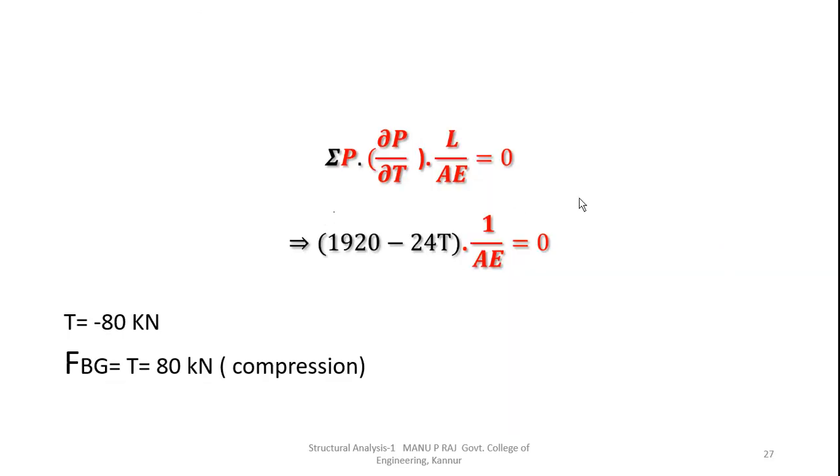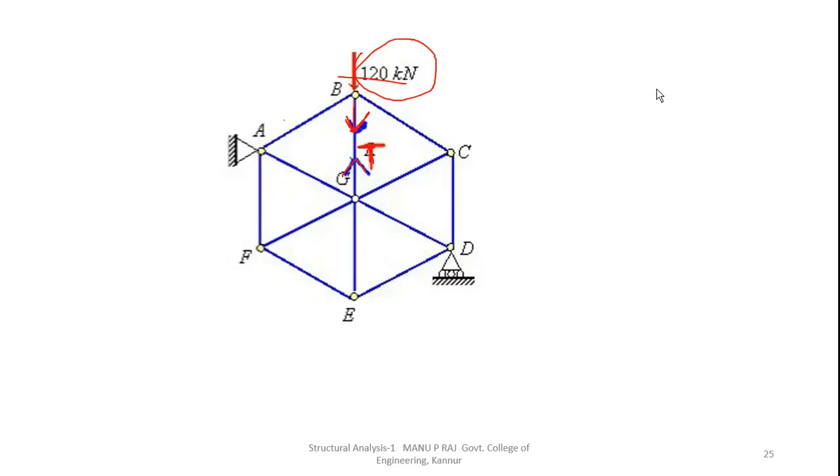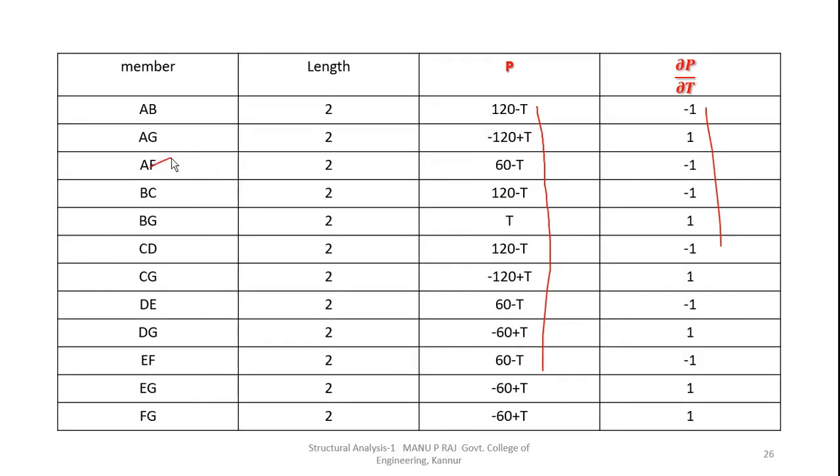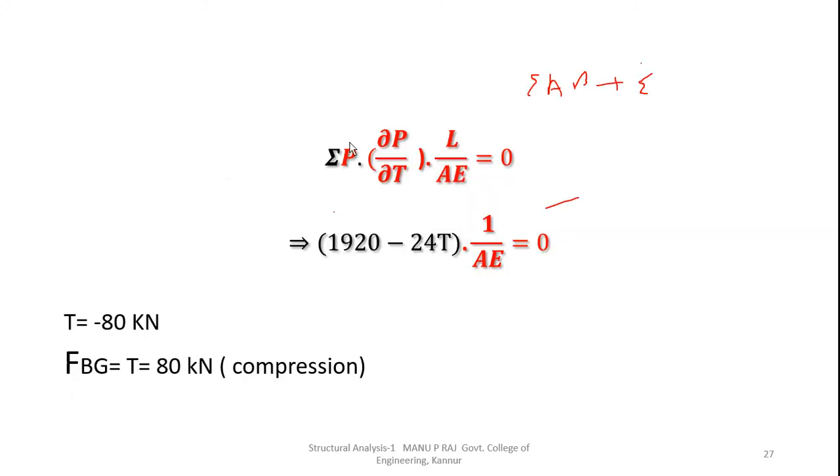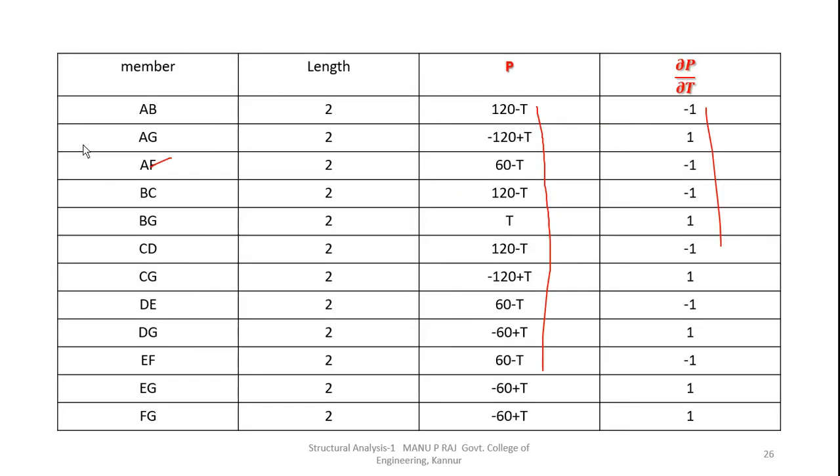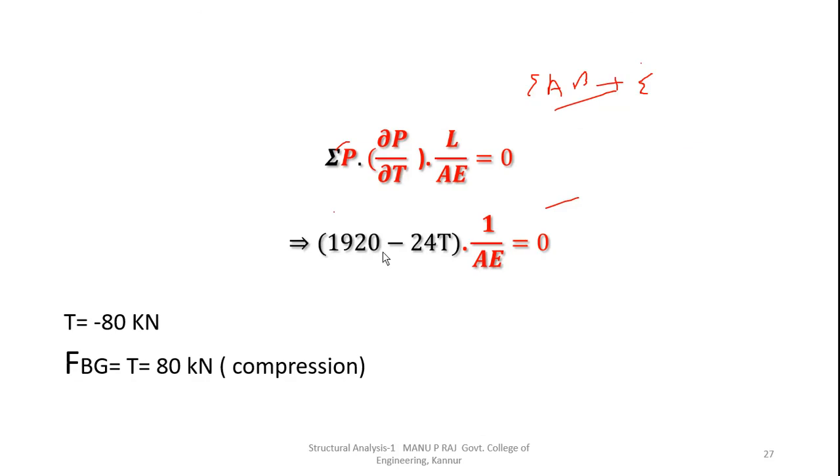Now our relation is Σ P (∂P/∂T) L/A = 0. That is, we will find the value for every member: for AB, P into ∂P/∂T into L/A, plus for AG, P into ∂P/∂T into L/A, plus AF, plus BC, and so on. We will get (1920 minus 24T) into 1/A equals 0. From this relation, we get the value of T equal to minus 80 kN.